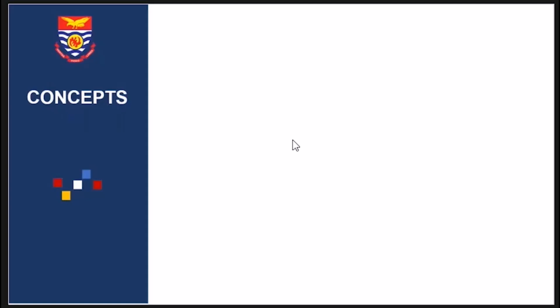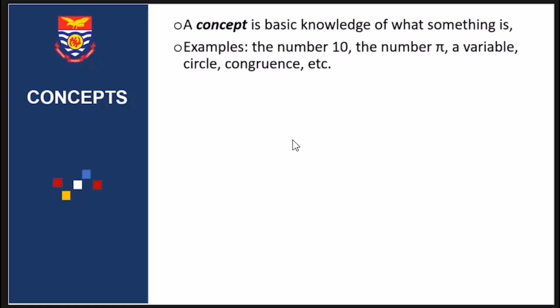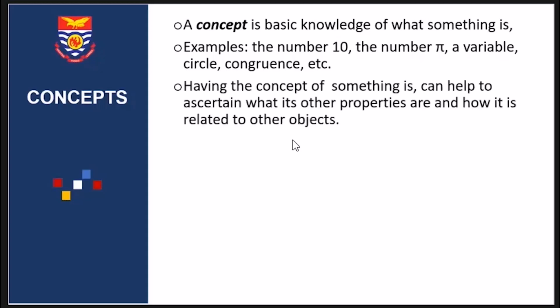Let's look at what we mean by concepts. A concept is basic knowledge of what something is. So when we say a child lacks the concept of place value, it means the child does not have the basic knowledge in place value. So examples, we can say the number 10 is a basic knowledge. The number pi, a variable, circle, congruence, etc. These are basic knowledge about something. That is what we mean by concept.